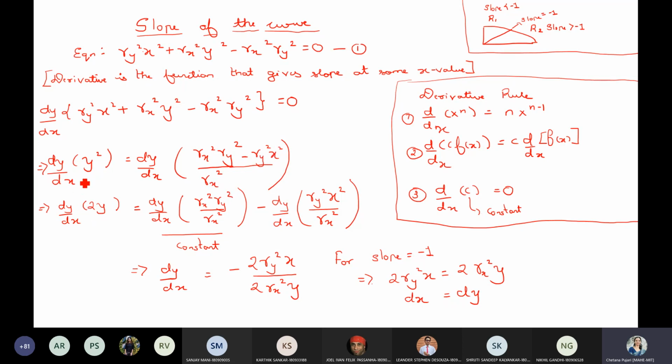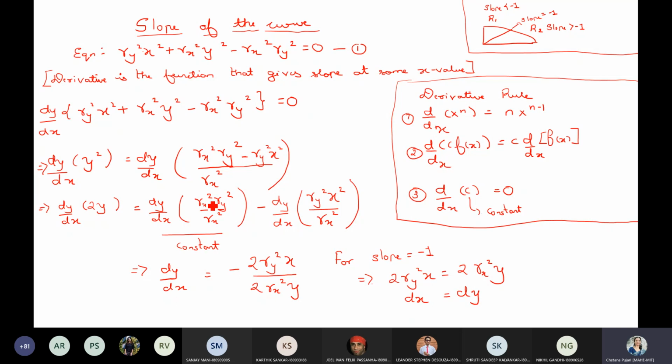Next, apply a derivative. It's y raised to 2. It is similar to n into x raised to n minus 1. Similarly, it will be 2 into y raised to 2 minus 1. 2 minus 1 is 1, so we have not written anything over here; by default, it's 1, right? Here we are going to just split this. So dy by dx, rx square ry square divided by rx square, and minus dy by dx ry square x square divided by rx square.